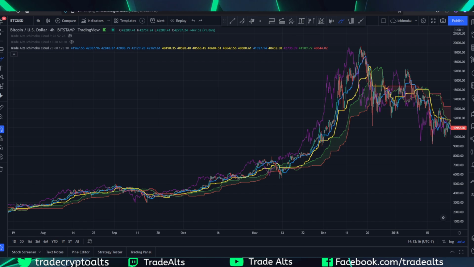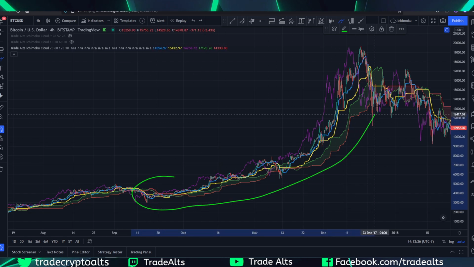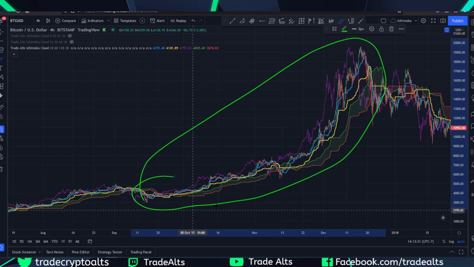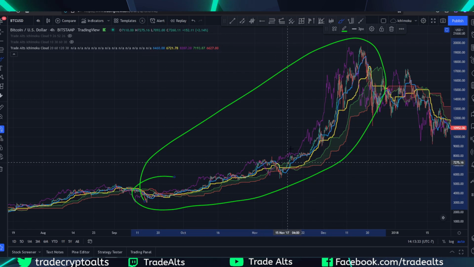So here we are, Bitcoin USD, still on the 4-hour time frame. And if you recognize this, this is the 2017 run-up. I'm going to show you, this is what I'm obviously really interested in: how do you get into trades and capture as much of this price action as possible, right?